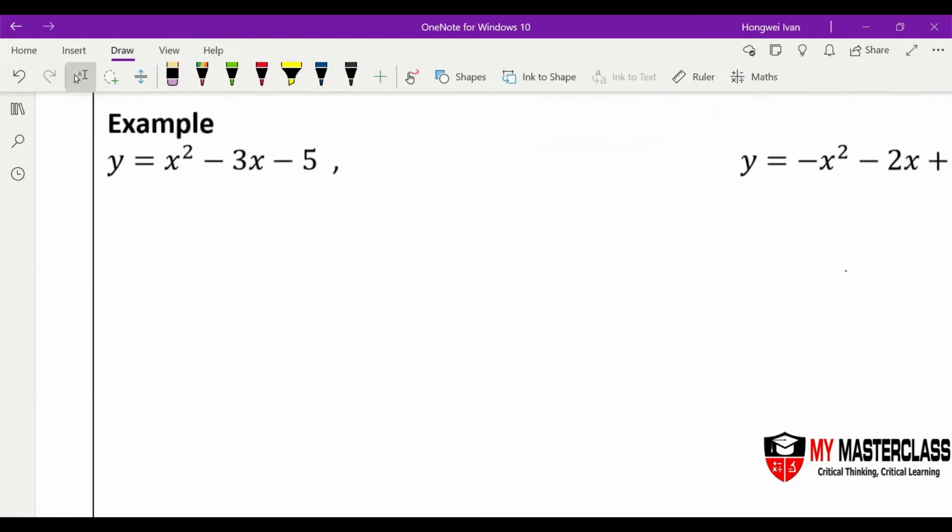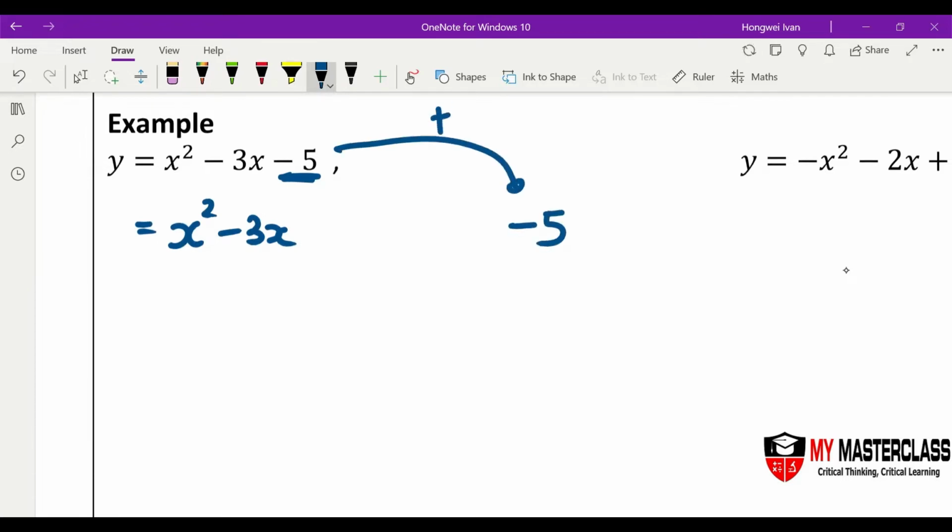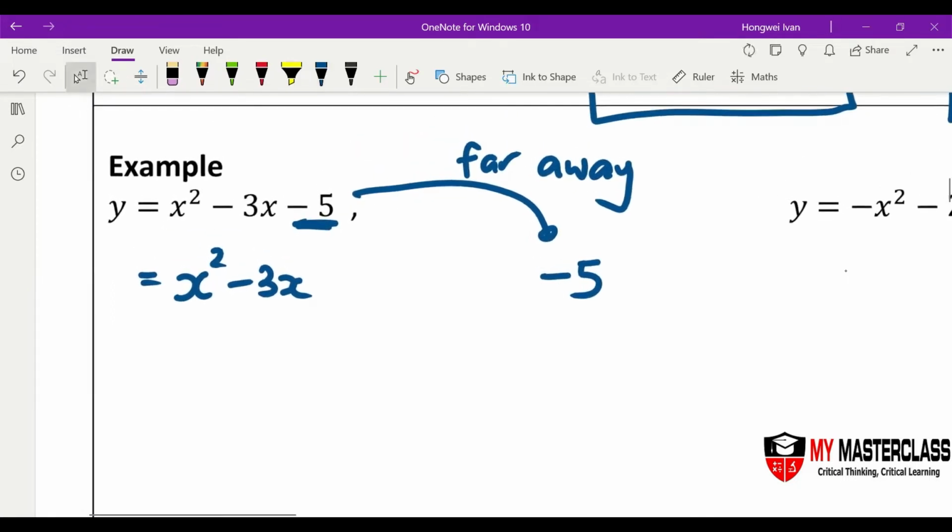This one, does it start with x squared? Yes, no problem. Now, what happens if you have a number negative 5 here? What you should do is x squared minus 3x. Now, I want you to write down the negative 5 and put it far, far away.